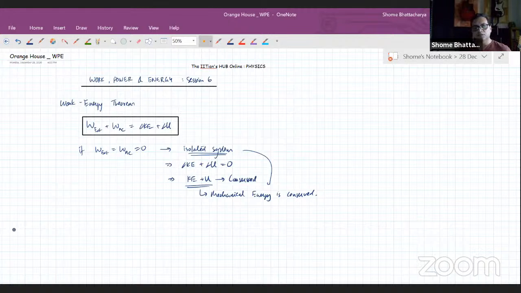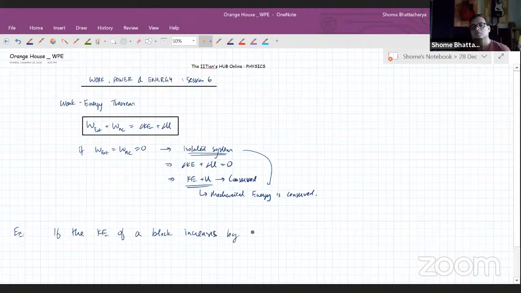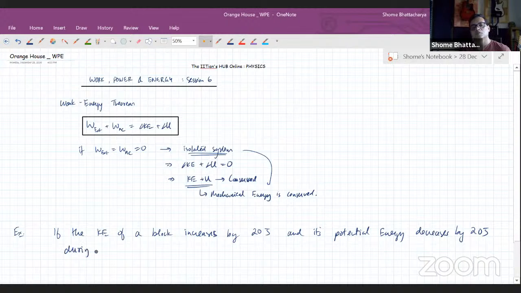So let us start with an example today. If the kinetic energy of a block increases by 20 joules and its potential energy decreases by 20 joules during the same period, then which of the following is correct?